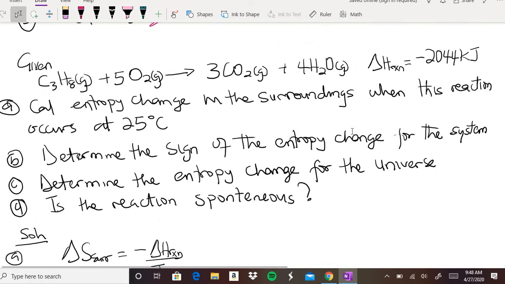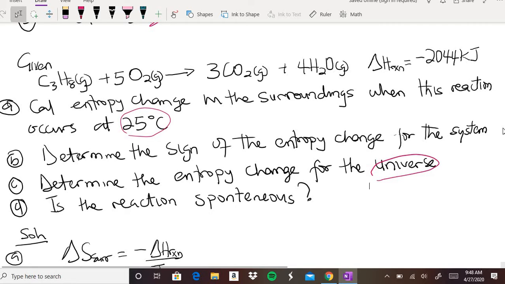Given this equation and with heat of reaction to be negative 2044, calculate the entropy change in the surrounding when this reaction occurs at 25 degrees C. Determine the sign of entropy change for the system and determine the entropy change for the universe. And is the reaction spontaneous?